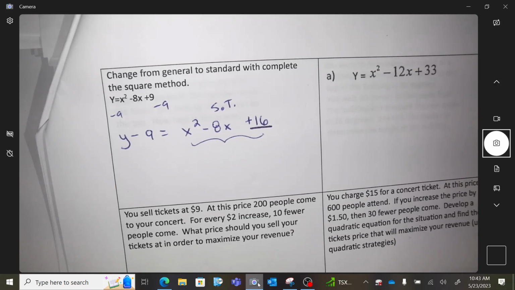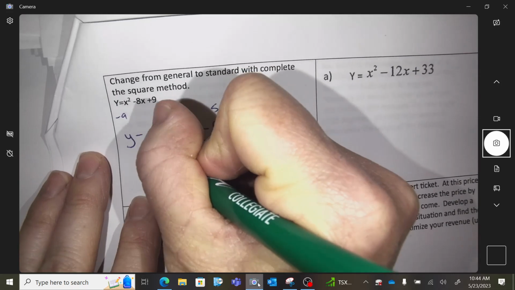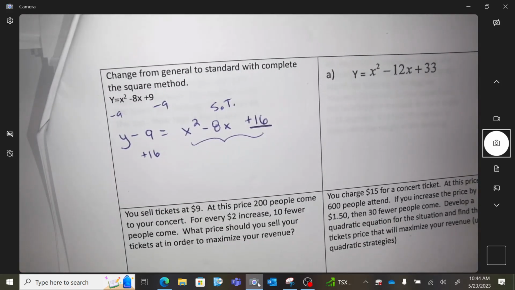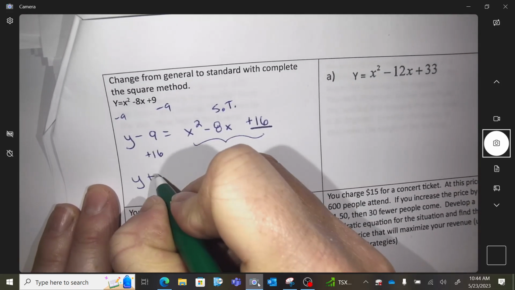Okay, what did you just do to the equation? You added 16 on that side, so it's a teeter-totter. So now what should you do? Add 16 to the other side. That's the balance. So this is y plus 7.